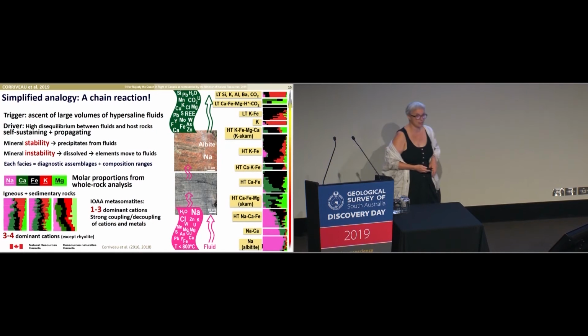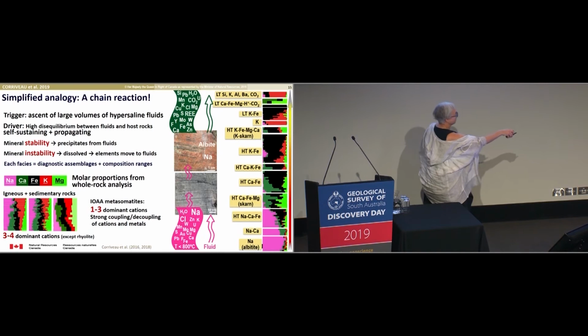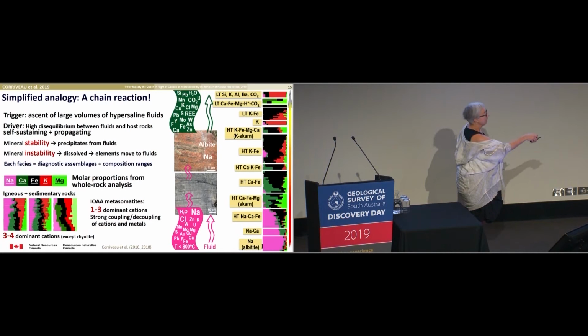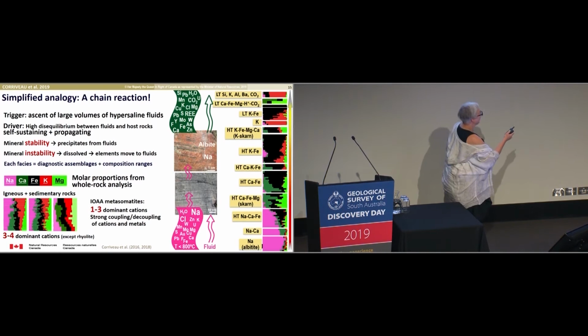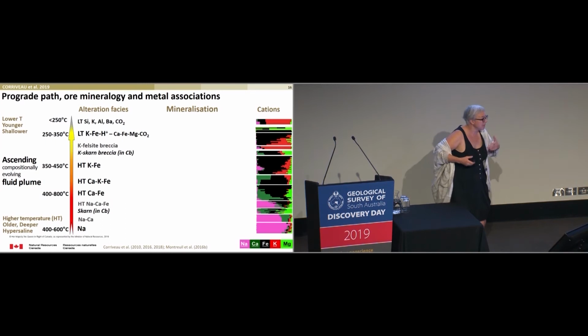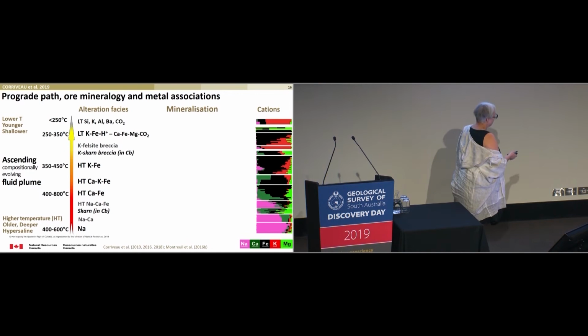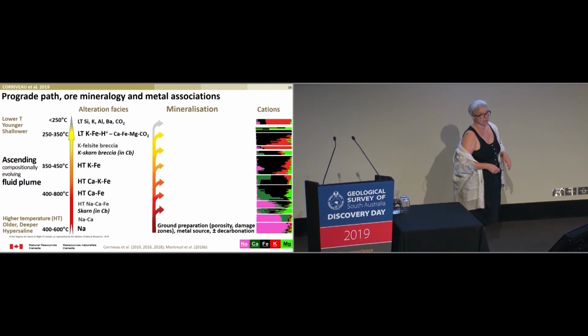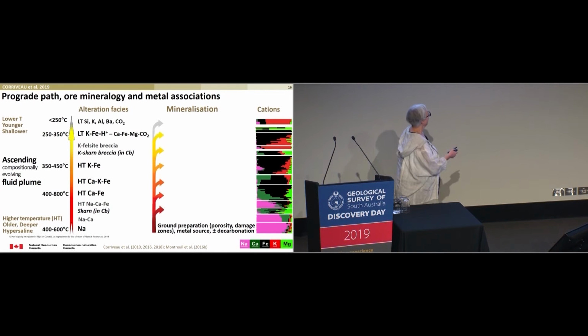And let's look at our systems. Those systems totally transform rocks that have 3 to 4 dominant cations into rocks that have 1 to 3 dominant cations. When I say that the sodium leaches everything, it leaches everything. And then, as it goes up, it starts to change composition at each species. But the same way as the cations are decoupled, your metals are doing the same thing. They are taking part in those metamorphic petrology rules. I mean, you're changing the composition of your cations, you're changing the composition of your metals, which changes your deposit types. So leaching, ground preparation, bad.